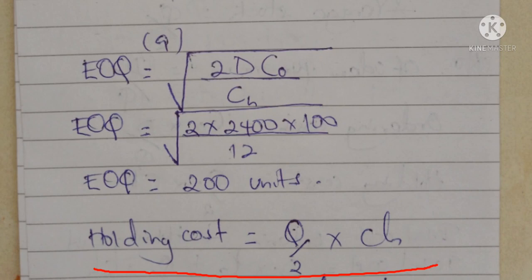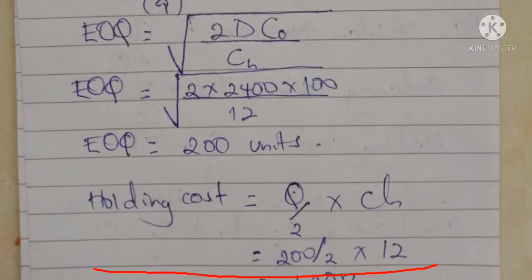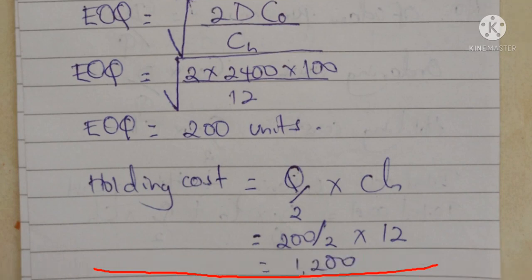Then the next thing we are going to calculate is the holding cost. The formula for calculating holding cost is Q over 2 times the holding cost per unit. When we substitute in, Q is the same as EOQ, and our EOQ is 200 units. So it's 200 over 2 times the holding cost per unit, which was 12 from the question. And when we put it in the calculator, we get the holding cost for the product as 1,200 units.